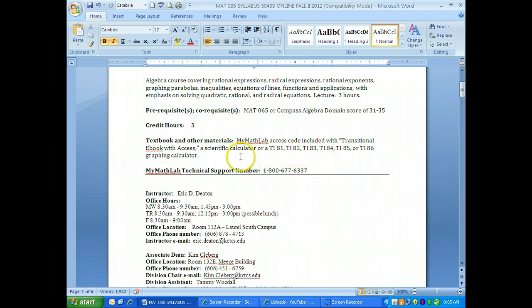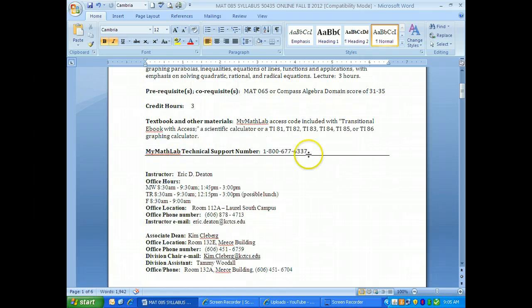You'll also be allowed to use a calculator. There's a calculator inside the system. You can also use a scientific calculator, or a TI 81, 82, 83, 84, 85, or 86 graphing calculator. If any calculator recognizes a variable, you cannot use it. If you ever have any technical support issues, this is the number for my MATLAB that you want to contact.